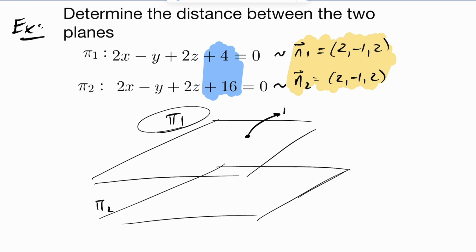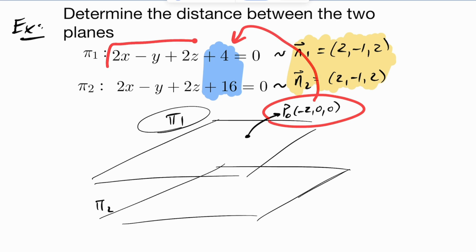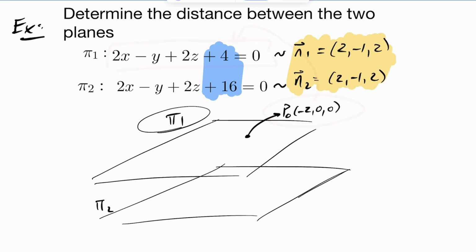So what is a point that satisfies plane 1? Well, a point that satisfies plane 1 would be the point -2, 0, 0. And I know that to be the case because if I sub this point into this equation, it satisfies it. So therefore, I found a point on the plane. What I'm going to do is calculate the distance from this point to plane 2. And this will be my d value.